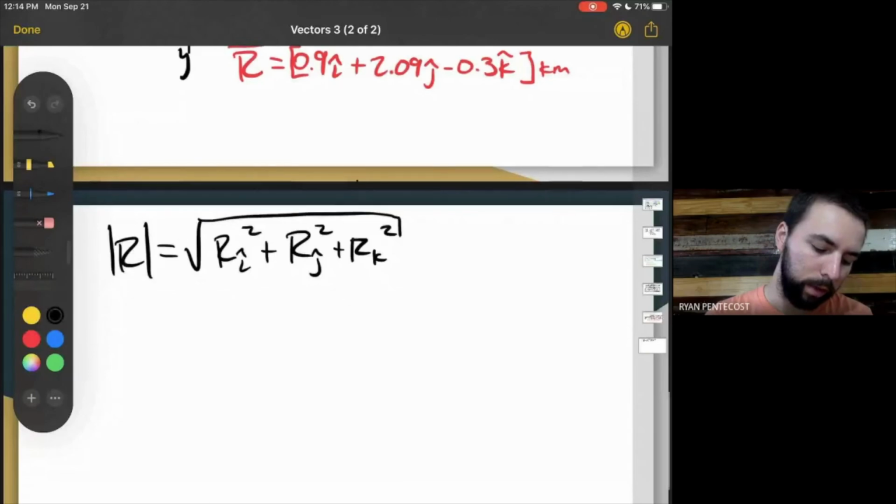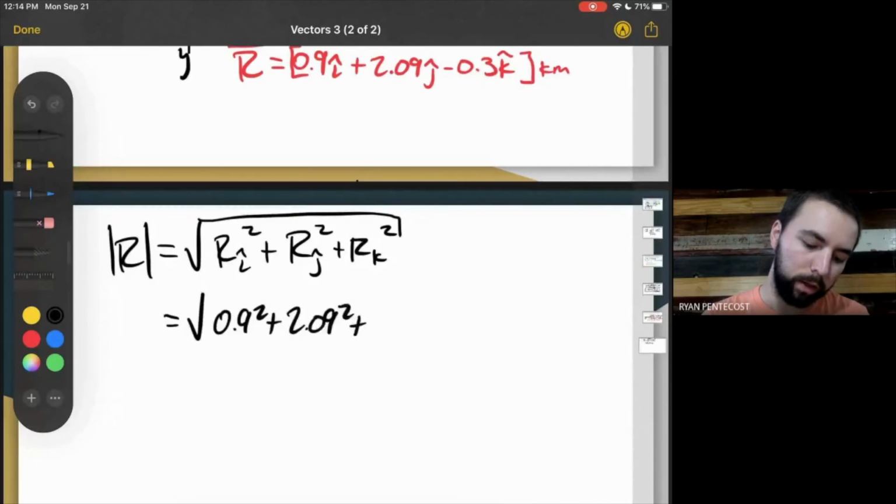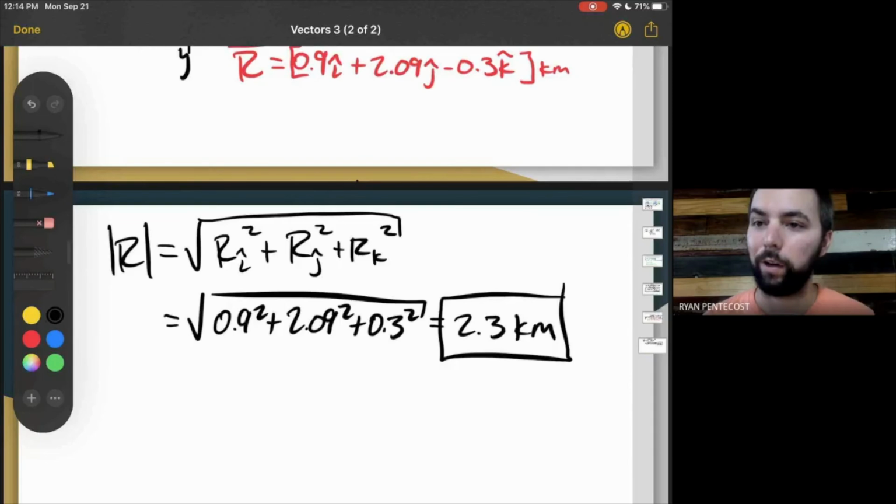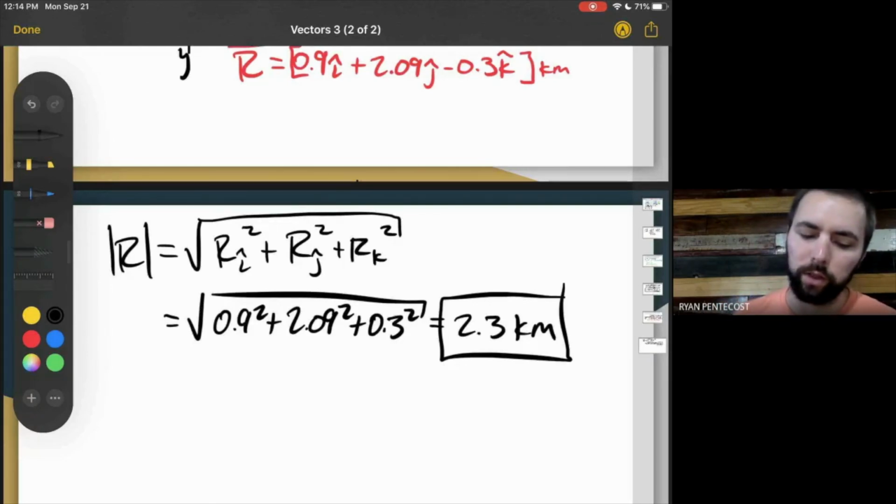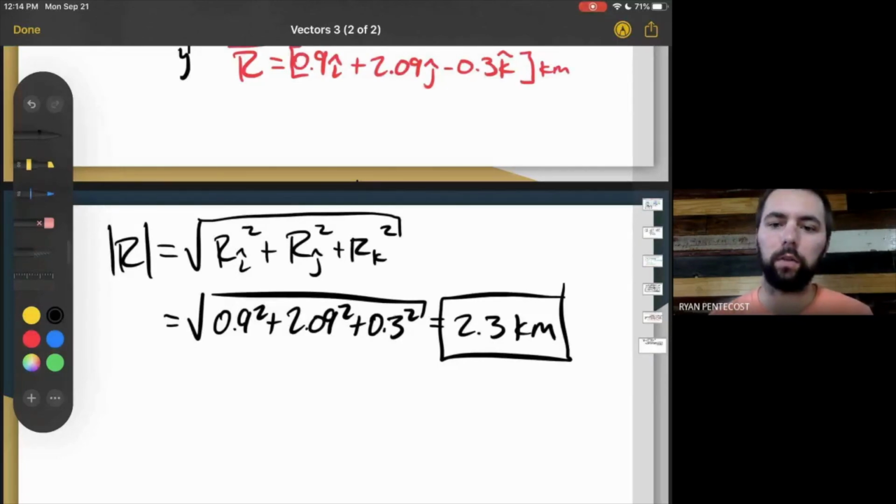So we have the square root of 0.9 squared plus 2.09 squared plus 0.3 squared. That negative gets squared away. And you have a distance of 2.3 kilometers, which is kind of close in airplane land. They are a little too close for comfort on that one. There are only 300 meters difference in altitude, as you can see in that K component. So that's getting really close in altitude. They're only 2.3 kilometers away. That's probably why the air traffic controller is paying so much attention to them.